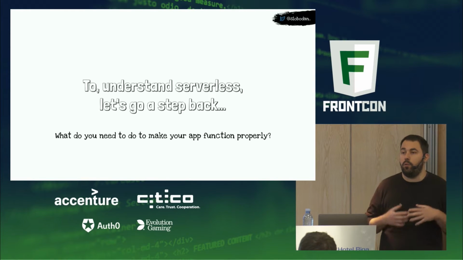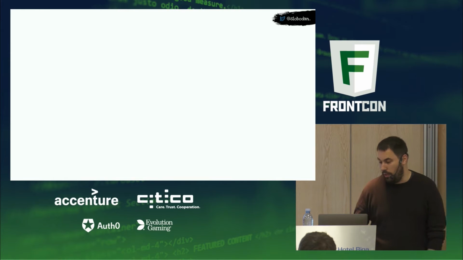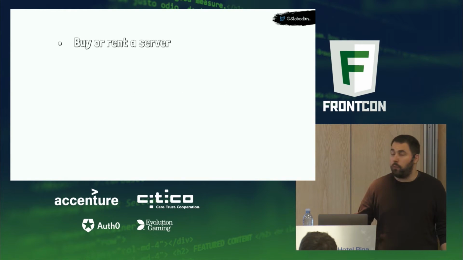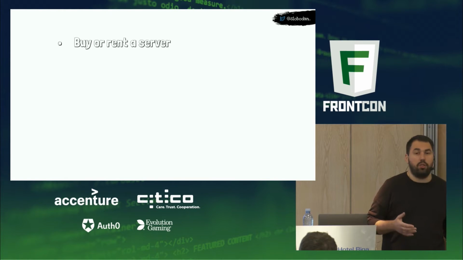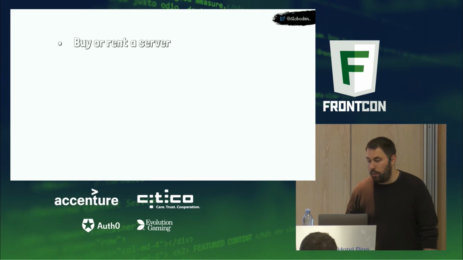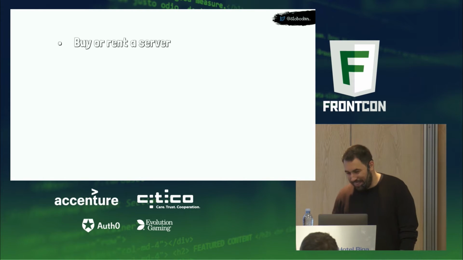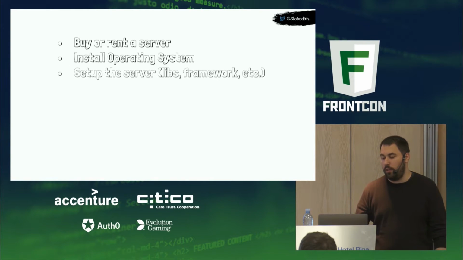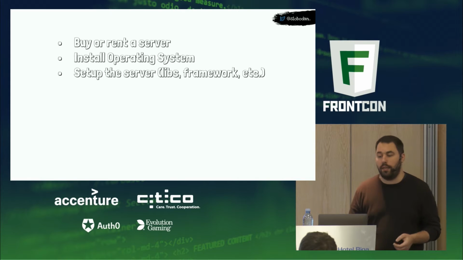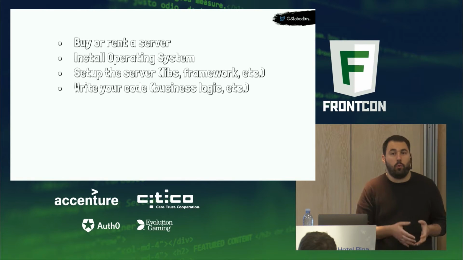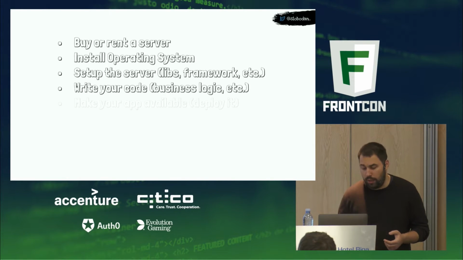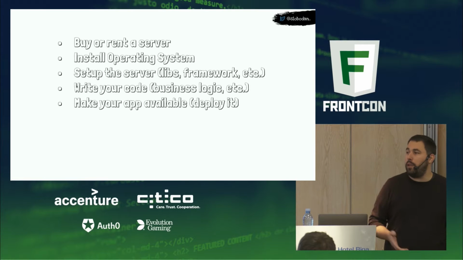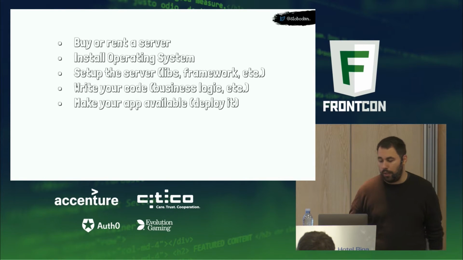So to understand serverless, the easiest way is to go a step back and to find out what we really need to make our applications functional. So first, as we said, we need to have some kind of a server. We can buy it or rent it. Please don't buy servers. Then you need to install some kind of operating system on it. Then you need to set up some libraries, frameworks, things like that. Finally, you need to write your code and to have your business logic ready. Then after that, you need to deploy that application to that server, and then people can use it.